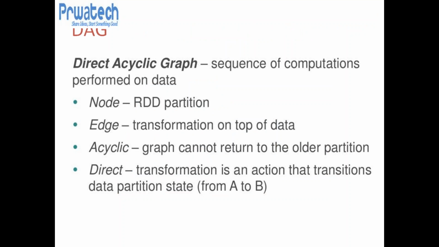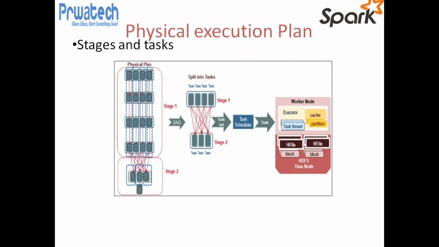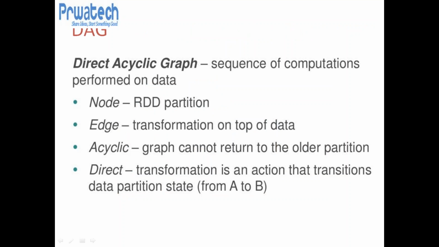So DAG is directed acyclic graph. We have different nodes and edges. These are all the nodes. One partition is called a node, and internally it has a graph, right? All these graph edges connect this node and this node. So why is it called DAG? Because it's acyclic. You cannot go back to an old partition. You can go back again, but you cannot have a cycle, right?